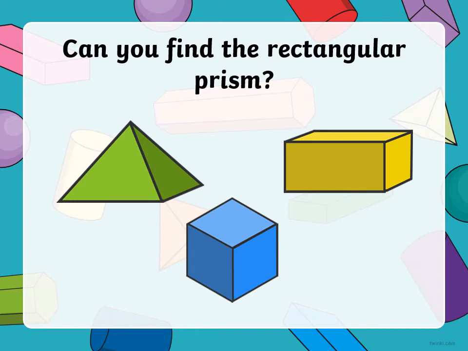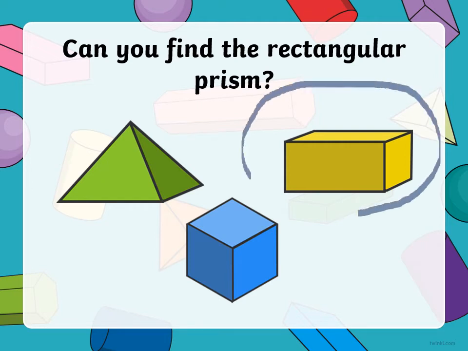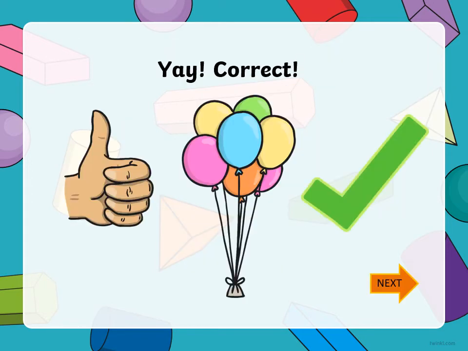Okay, can you find the rectangular prism? Oh, do you remember which object? That's right, it had a rectangle on it. I wonder if you can find that for me now. Let's have a look. Were you correct? Let's check. Yay.